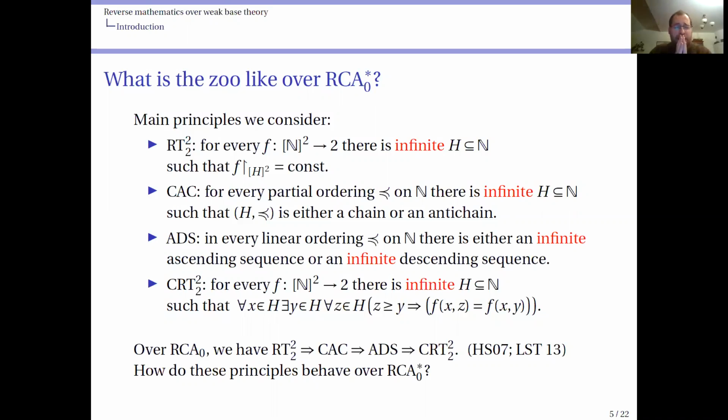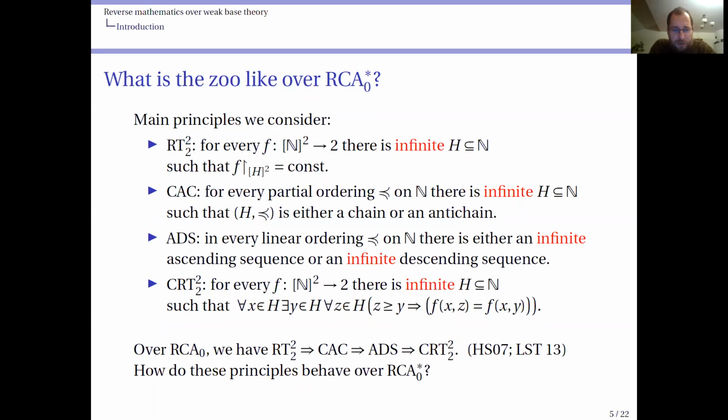And as you can imagine, if the base theory is weaker, that might mean that some implications will break down. And moreover, it might happen that a principle that is easy to state in an informal way, and it's obvious how to formalize it over the stronger base theory, might actually start falling apart into possibly inequivalent versions over the weak base theory. And in fact, this is what happens here.